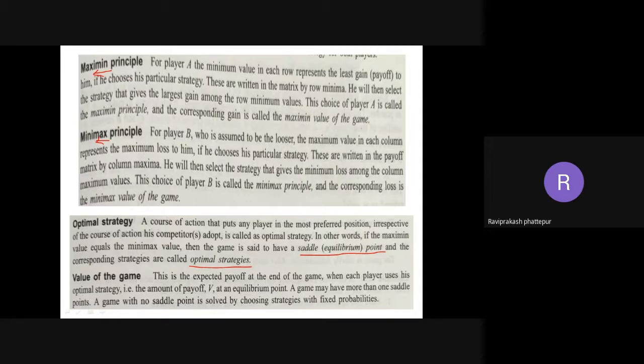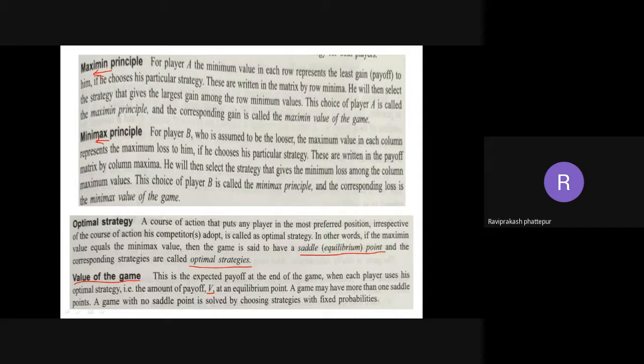Now coming to the value of the game, we just saw it written there. It is also given as V. This is the expected payoff at the end of the game when each player uses his optimum strategy. That amount of payoff is called V, the value of the game at an equilibrium point. So the value at that equilibrium point or saddle point is called the value of the game, which is also denoted as capital V.